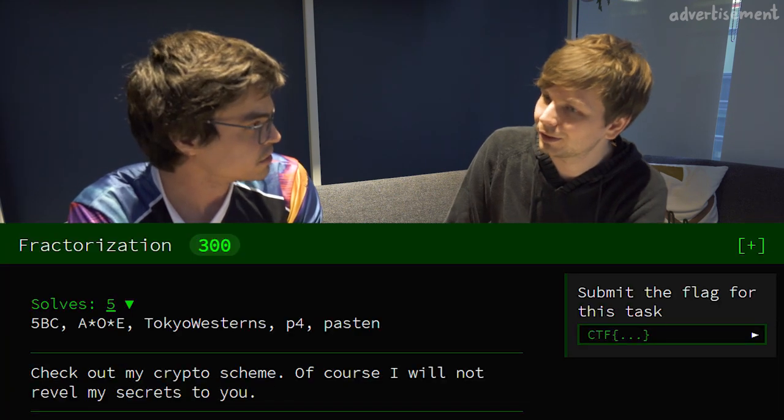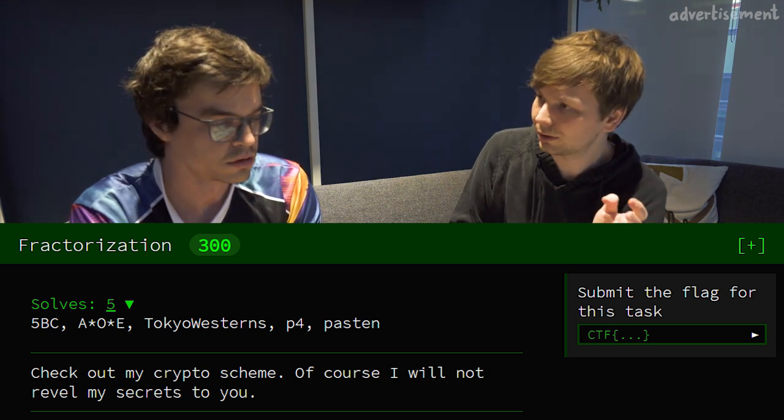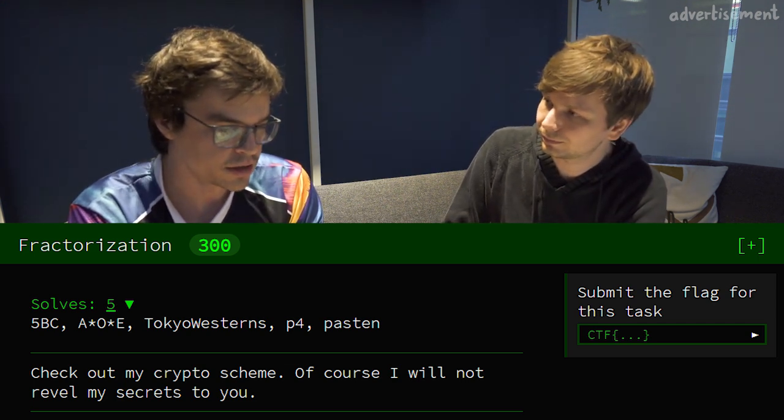I'm Pedro. I was the technical leader of the crypto category, and I also made one crypto challenge. What's the name of the crypto challenge? Fractorization. Can you give us a gist of what the challenge is about? It's an RSA challenge, and the goal is to factorize an RSA modulus. Yeah, in general, that's the idea.